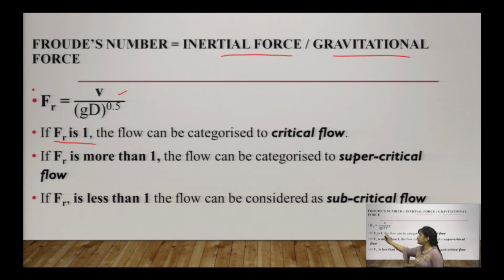Or in short, you can visualize: if Froude's number is equal to 1, then the flow is critical. If Froude number is more than 1, then it is supercritical, and if it is less than 1, then it is subcritical flow.